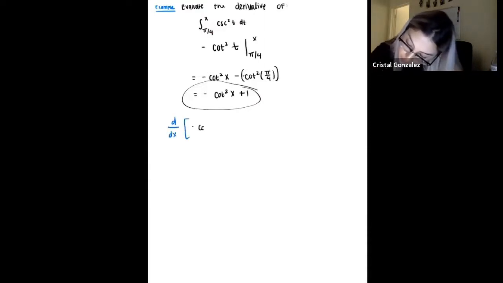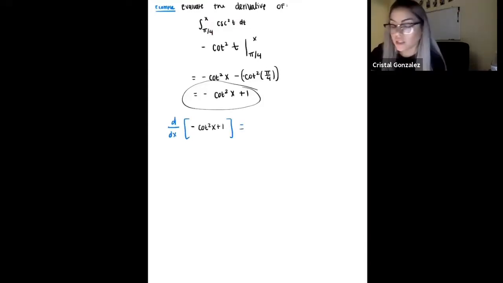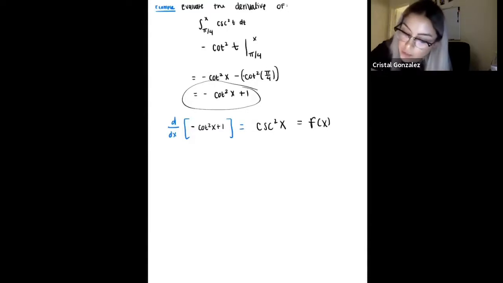So now we're going to do d over dx of negative cotangent x plus 1. So the derivative of cotangent x is negative cosecant squared x, but since we have a negative on the outside there, that's going to cause it to be cosecant squared x. And then the derivative of a constant is just 0, so we'll just leave it as that. And this indeed is just f of x because this value here was our f of t.